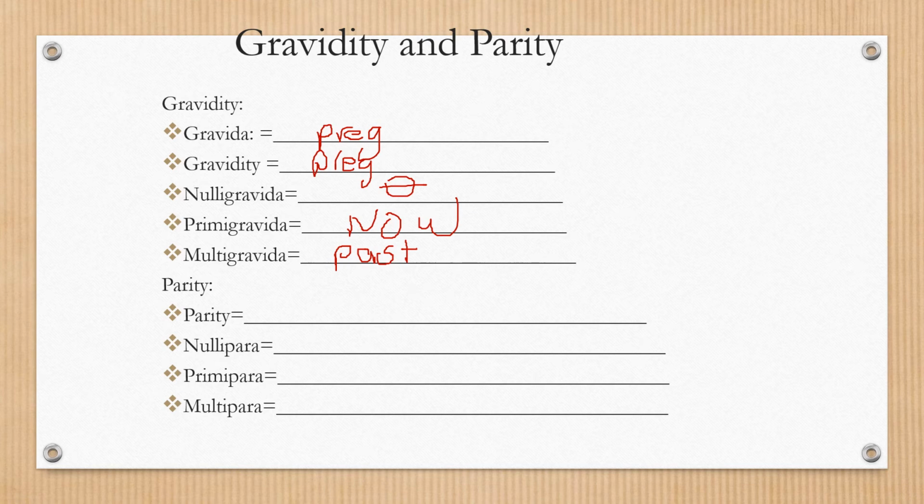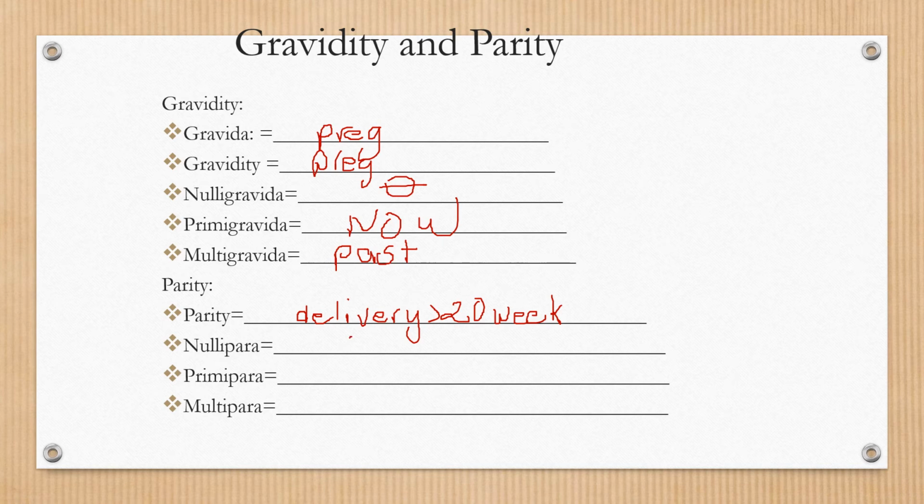Parity is, remember that para word, means the number of deliveries, not children, deliveries after 20 weeks. Okay, so this is deliveries greater than 20 weeks.